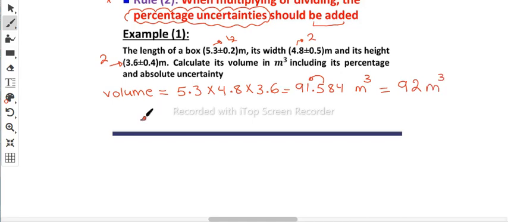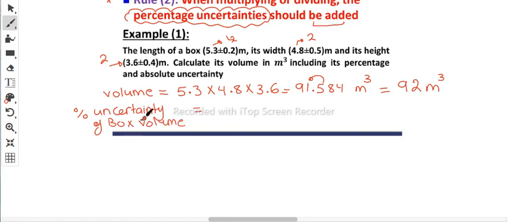Now, I've got my volume. I'm done with the volume of the box. Now I need to continue with the percentage uncertainty of the box volume. According to the rule, I need to take the percentage uncertainty of each variable presented inside my law.